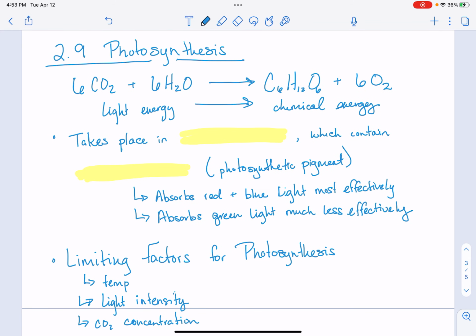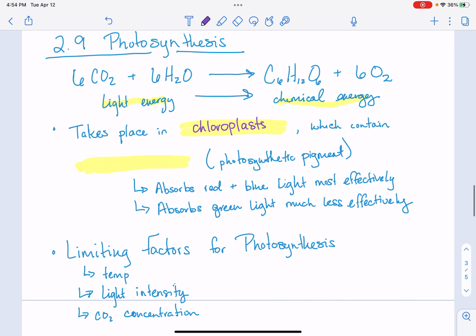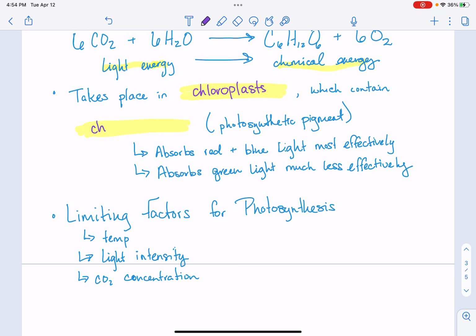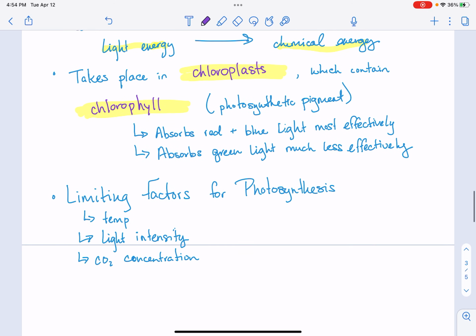And then 2.9 is photosynthesis: carbon dioxide and water form glucose and oxygen. You also need to make sure that you understand that it's a process of converting light energy from the sun to chemical energy, or stored energy in the form of this glucose molecule. So photosynthesis takes place in chloroplasts, and chloroplasts contain chlorophyll. Okay, and chlorophyll is a photosynthetic pigment, and pigments help absorb light, basically.